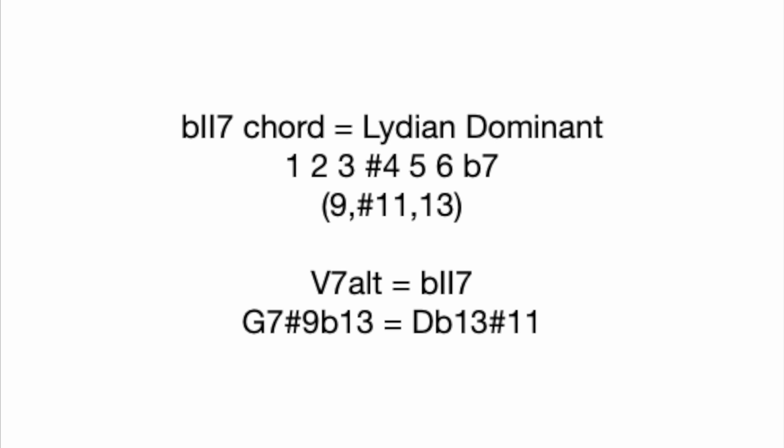The scale that correlates to the flat 2 dominant 7th chord is Lydian dominant, which has the tensions 9, sharp 11, and 13. Because of its relativity, it is functionally the same as a 5-7 altered chord, in this case G7 sharp 9 flat 13. This means that when navigating the tritone substitution, you can either think Lydian dominant from the flat 2 or altered scale from the 5.